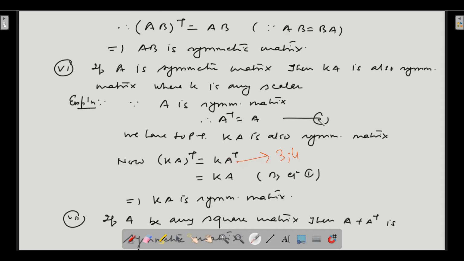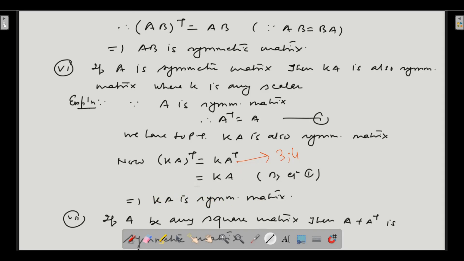Now from equation 1 we know that A transpose is equal to A. So substitute this A transpose with A. I have substituted that A transpose with A. Now have a look at this: (KA) whole transpose is equal to KA. What does it mean? It implies that KA is a symmetric matrix.